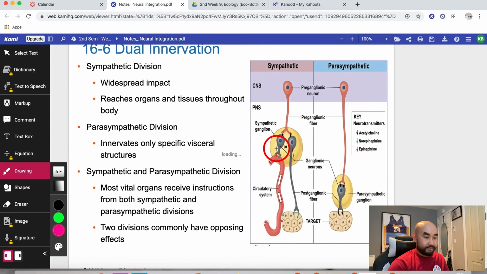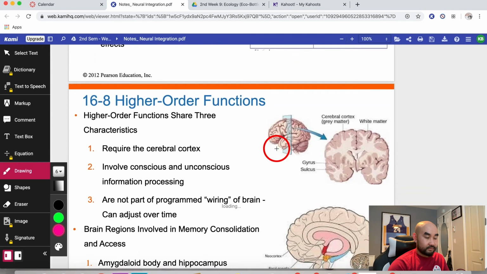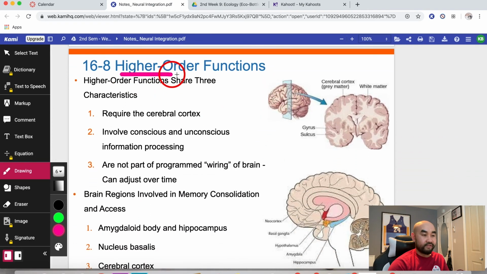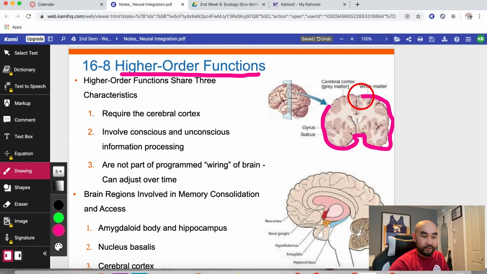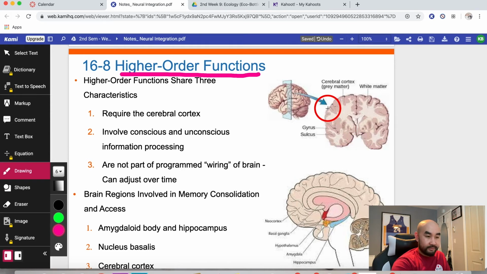All right, now we're moving on to higher order function, thinking. Okay, we want to talk about different things, and high order function has to do with your cerebral cortex, right? Your cerebral white matter, gray matter. Remember, the difference between white matter and gray matter has to do with the myelin sheath. White matter is when you have myelin sheath, right? Faster conduction. Gray matter when you don't.